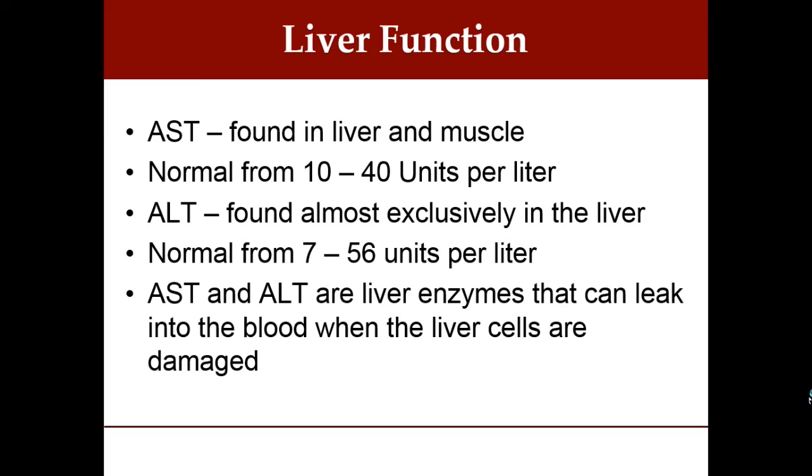While the AST is also found in muscle, these are generally liver enzymes, and we find that they will go up if the liver is damaged for some reason and can leak into the blood when there's a problem with the liver. But there are other reasons why these tests could become elevated.